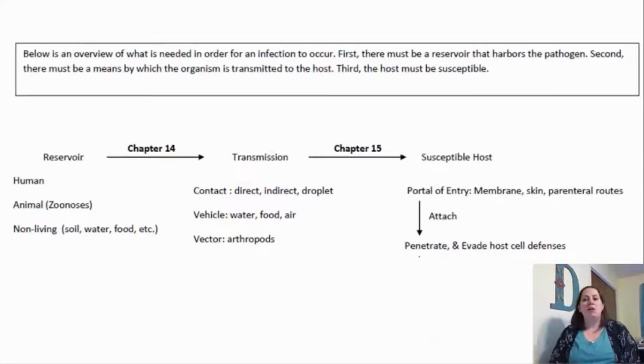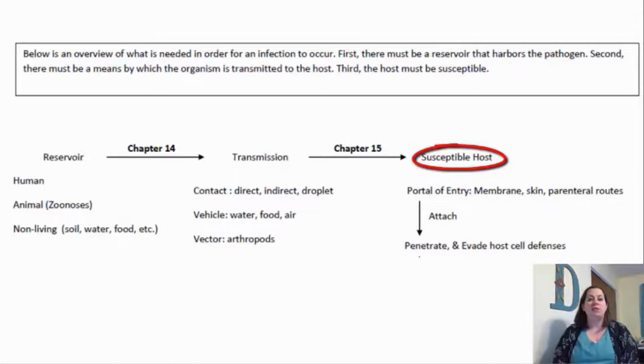All right, so below on this slide right here, this is an overview of what is needed in order for an infection to occur. First, there must be a reservoir that harbors the pathogens. Then second, there must be a means by which the organism is transmitted to the host. Once it's inside, the host must be susceptible to the disease. So if you'll notice, there's the progression.